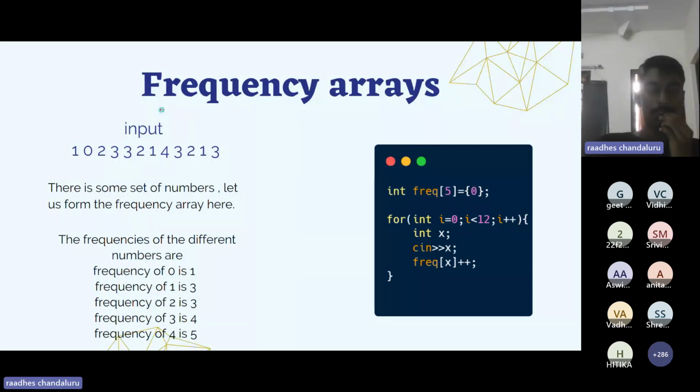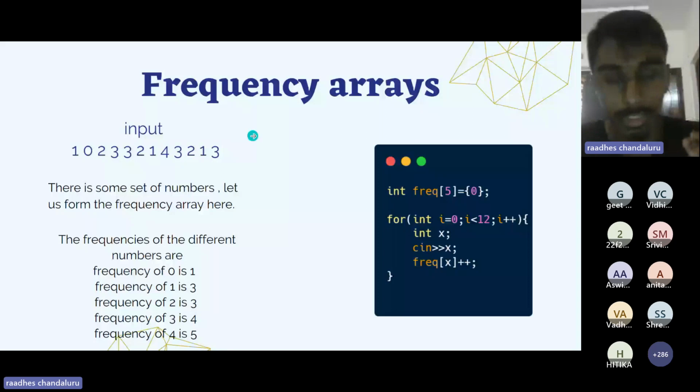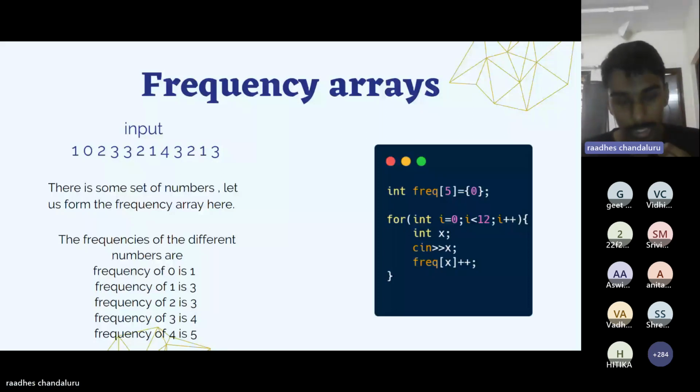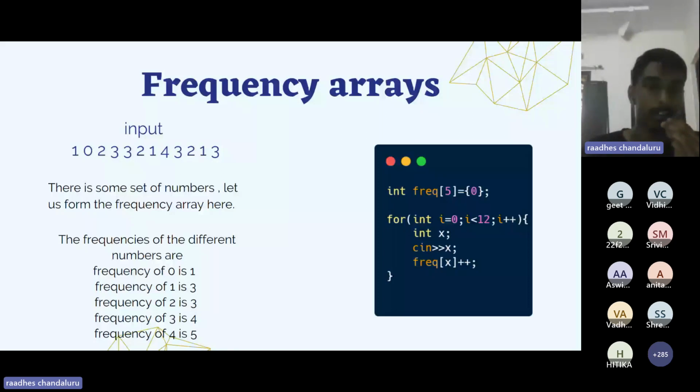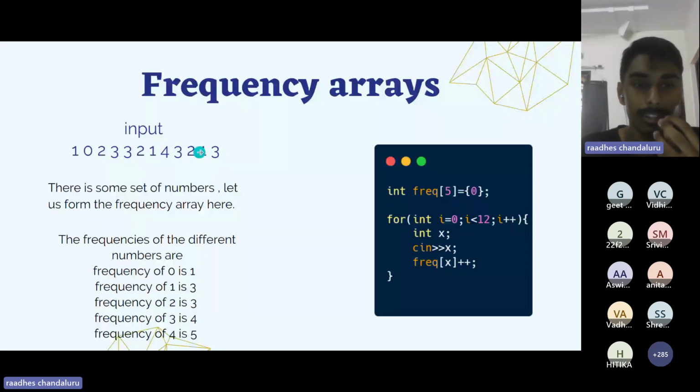Okay, so let's start the next topic, which is frequency arrays. Let me start by taking some random integers. Let's say we have an input of several numbers. Here we have 12 numbers. Let us form the frequency array here. Here 0 comes once, 1 comes 3 times, 2 comes 3 times, 3 comes 4 times, and 4 comes 5 times. So by frequency array, I just mean we want to make an array such that it contains the frequency of every possible element in this input.